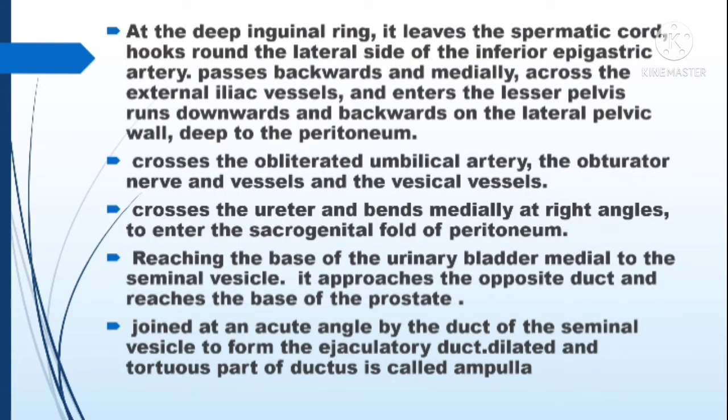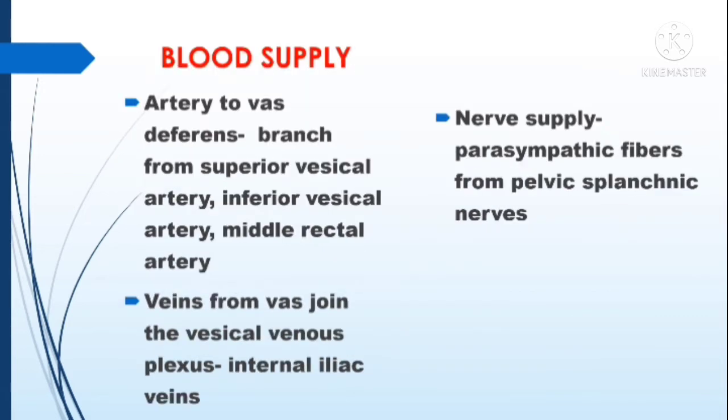bends medially at right angles to enter the sacrogenital fold of peritoneum, reaching the base of the urinary bladder medial to the seminal vesicle. It approaches the opposite duct and reaches the base of the prostate, joined at an acute angle by the duct of the seminal vesicle to form the ejaculatory duct. The terminal part is called the ampulla.